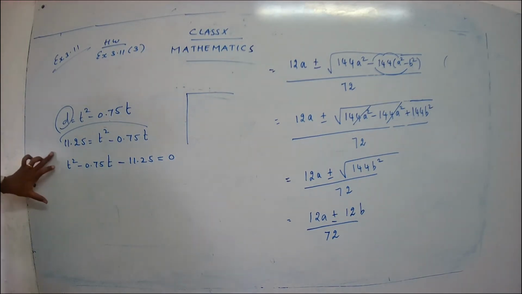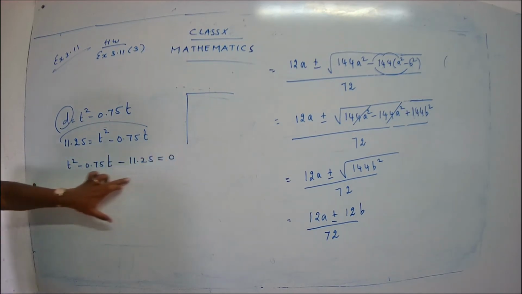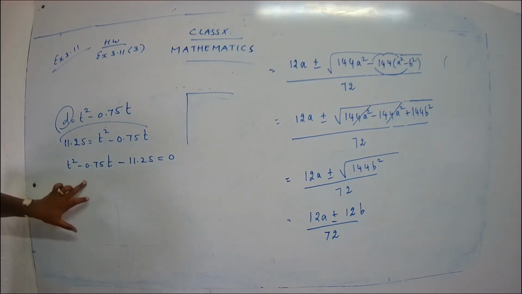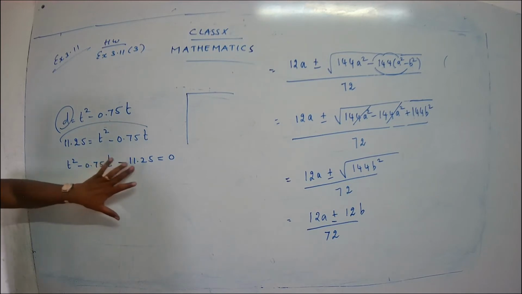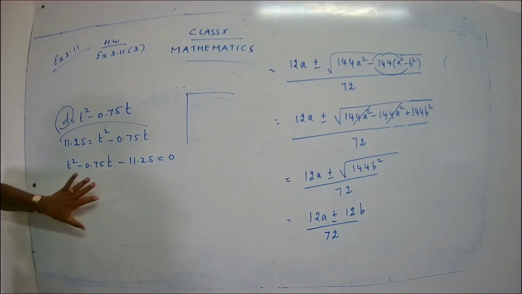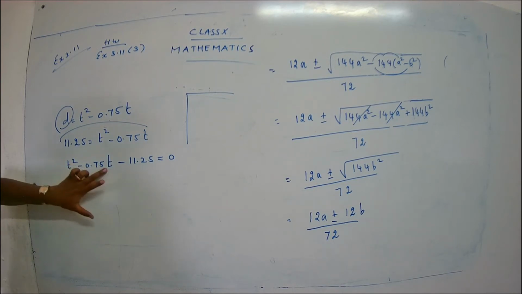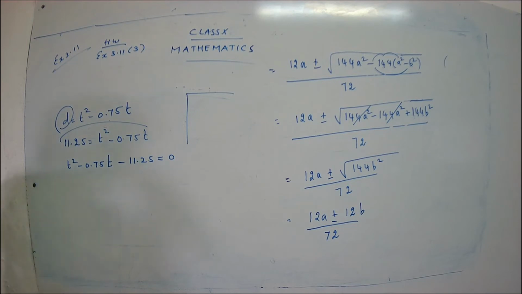So this is the equation: t square minus 0.75 t minus 11.25. Now you have to find out the value for a from here, that is 1. B is minus 0.75. And what is c here? Minus 11.25. So here you have to get the value for t. You will get two values for t, a positive value and a negative value.